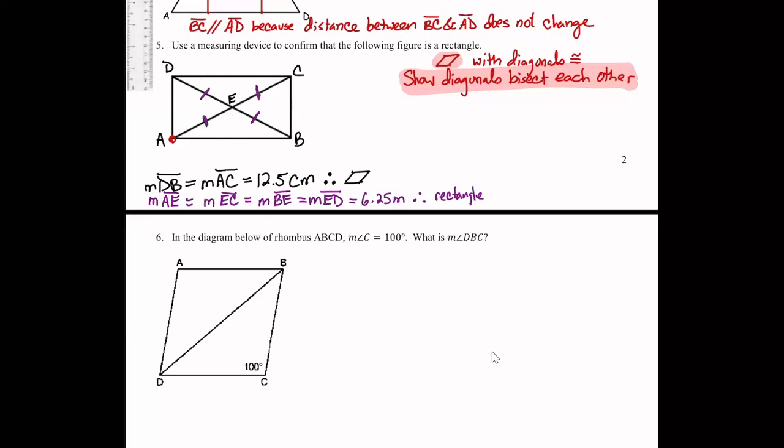So anyway, number 6 in the diagram below of rhombus ABCD, angle C is 100 degrees. What's DBC? We can figure out everything, but they just want DBC. They just want this piece right here. So, properties of quadrilaterals, it all comes into play.